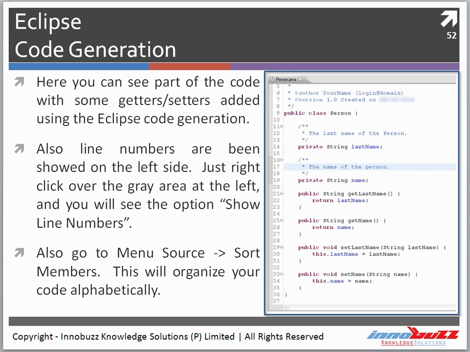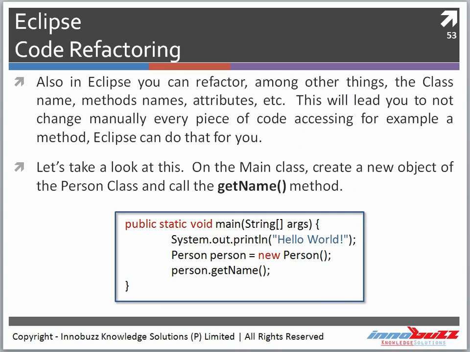Code refactoring. This is one of the things that help you in developing your application. Even if you have a design of your application, changing method names and attributes is a need that every developer has. That's where the Eclipse code refactoring comes into place. If you want to change the name of a method, attribute or class, you can do it through Eclipse.